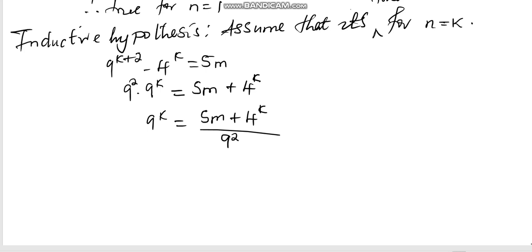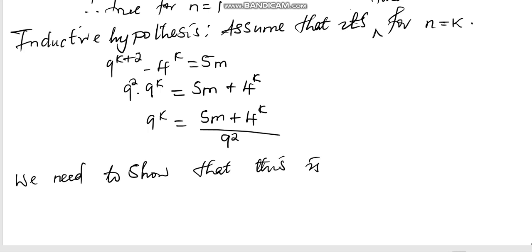Now we need to show that this is also true for n equal to k plus 1. So what we're going to do now is get the expression the way it is. Where there's n, we're going to put k plus 1. Then we don't equate it to anything, but instead we just start simplifying it the way it is.